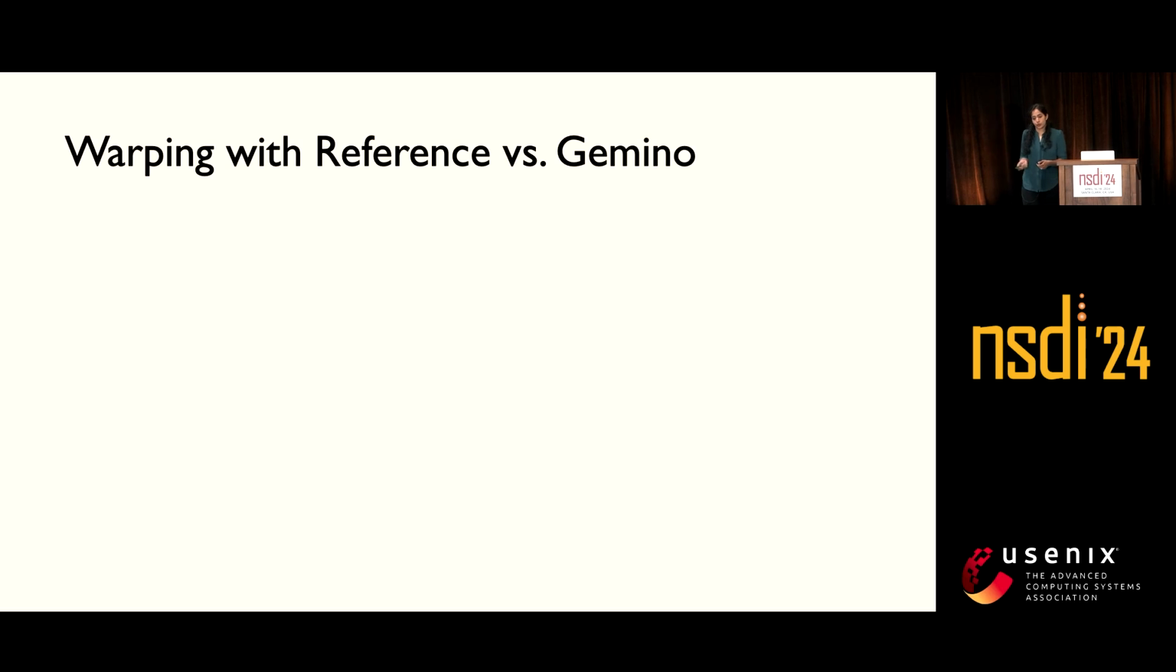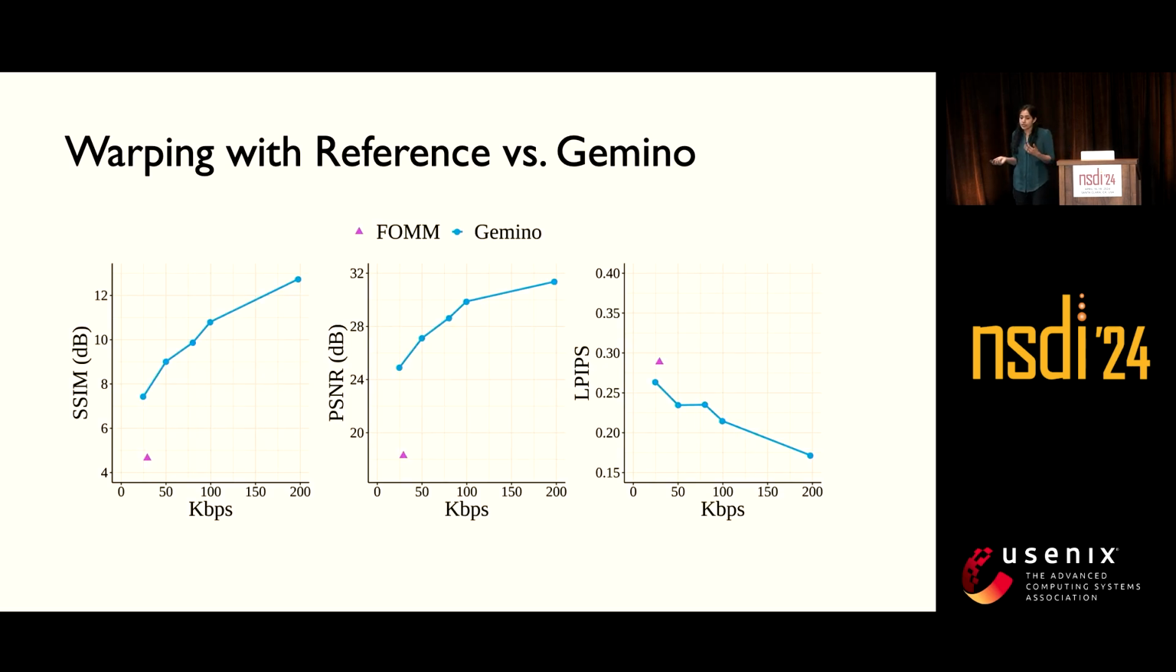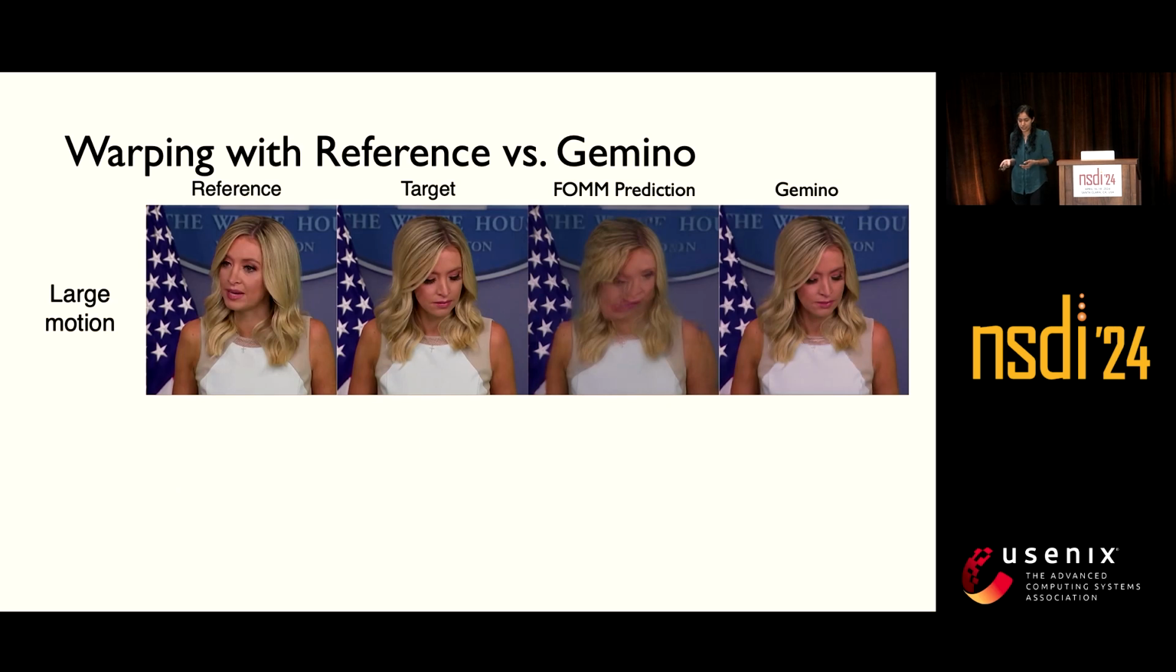So the first class of approaches uses reference frames and warps those features, but doesn't use a low-resolution frame, but rather uses key points or facial landmarks that tell you where the eye, nose, and mouth are to capture the pose. Turns out the first-order motion model, one such approach, does quite a bit worse than Gemino, because these key points are fundamentally limited in how much information they can transmit.